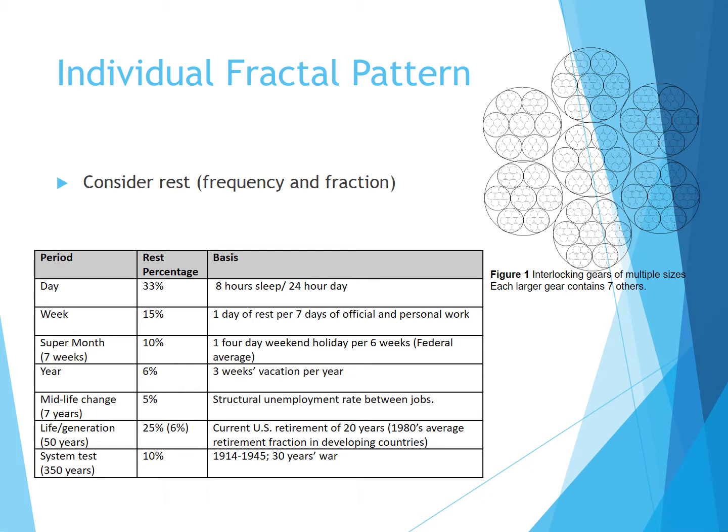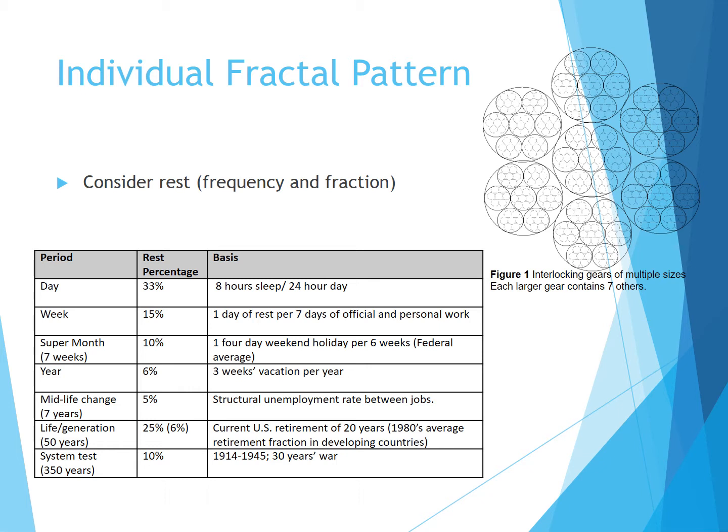So then we continue on. What would happen is 7 times that, so 7 years. That would be a midlife change, a structural unemployment rate between jobs, for example. Depending on how long that lasts, that's like 5% of the time. Then 7 times that would be a life or generation, or 50 years, where we'd have some type of retirement. Current retirements average around 20 years, but that has been growing quite a bit. So right now it's 25%, but in the near past it was more like 6%.